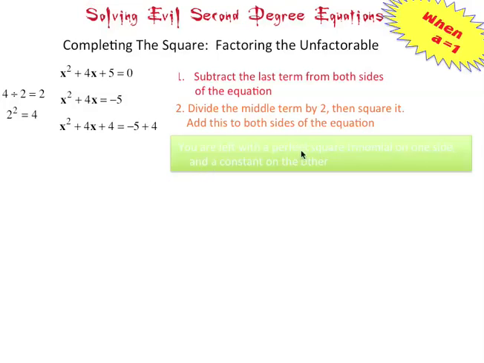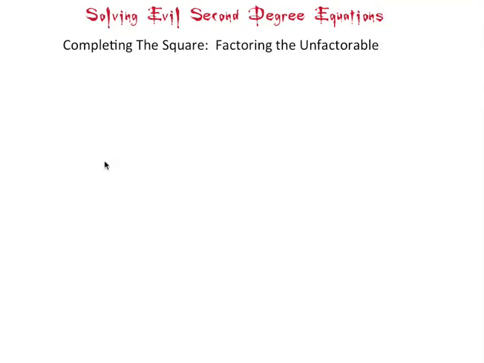So you're left with a perfect square trinomial on the left-hand side and a constant on the other side. We end up with x plus 2 squared is equal to negative 1. Looks fine, except when you go to take the square root of both sides. I can't take the square root of negative 1. It just isn't done in polite company. So no, we can't do anything about that. This one is totally unfactorable, not just something we're calling unfactorable. It just doesn't factor.